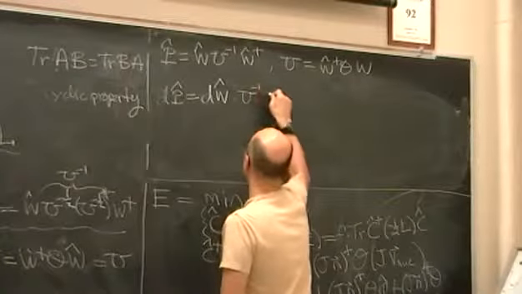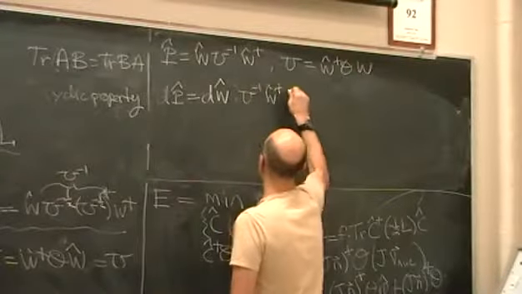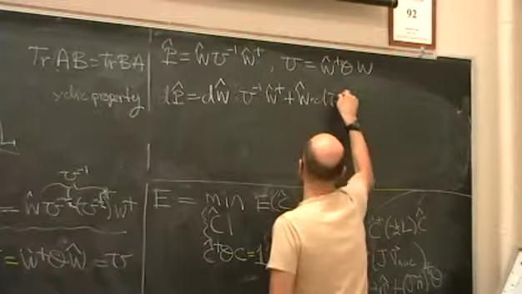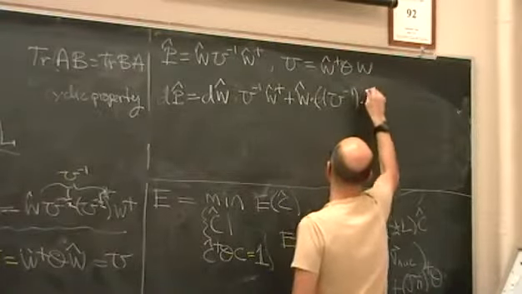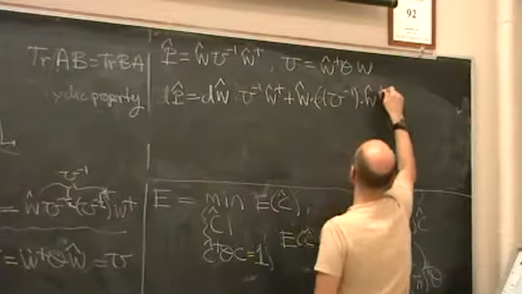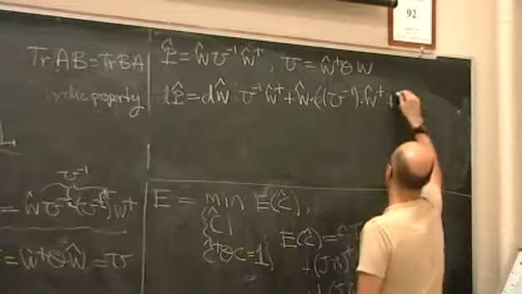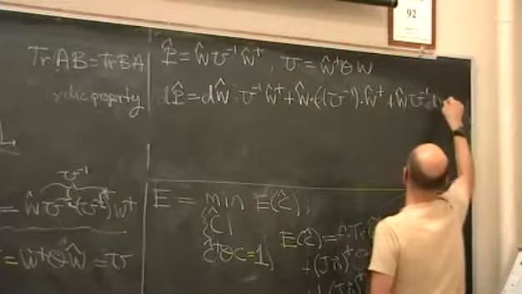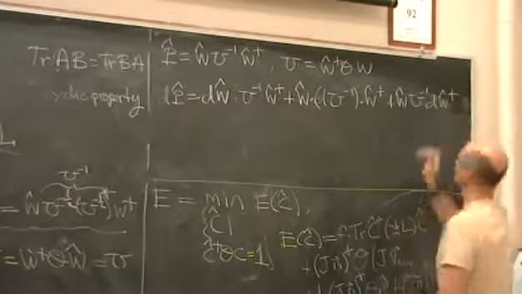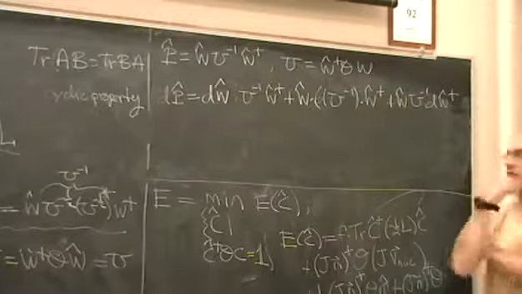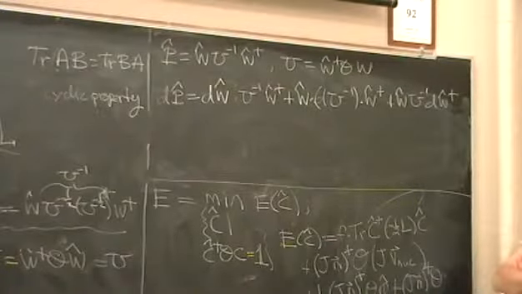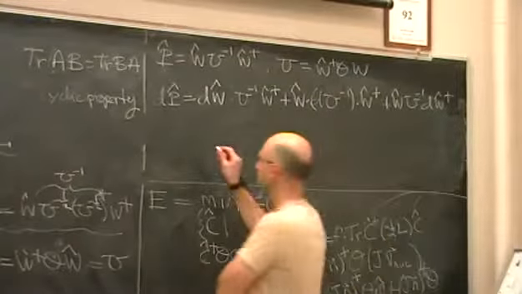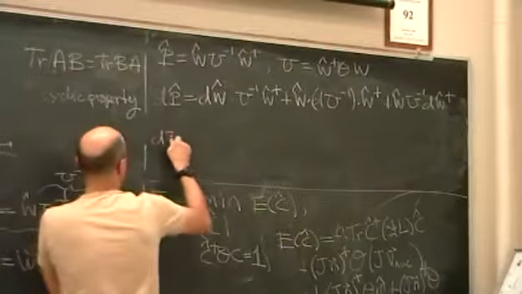times U inverse W dagger plus W times dU inverse times W dagger plus W U inverse dW dagger. Okay, good. Now we just have the differential of the inverse of a matrix to compute. Any takers on that?